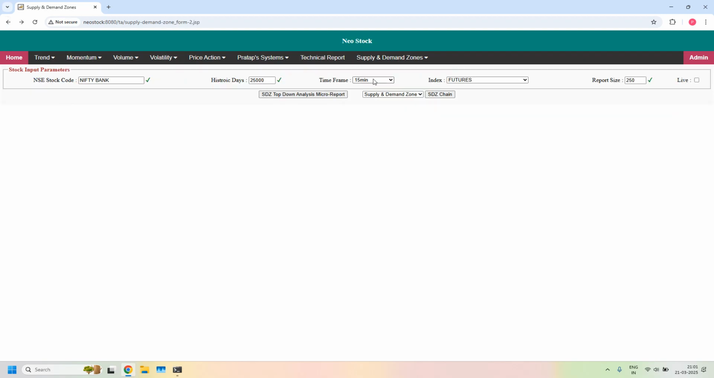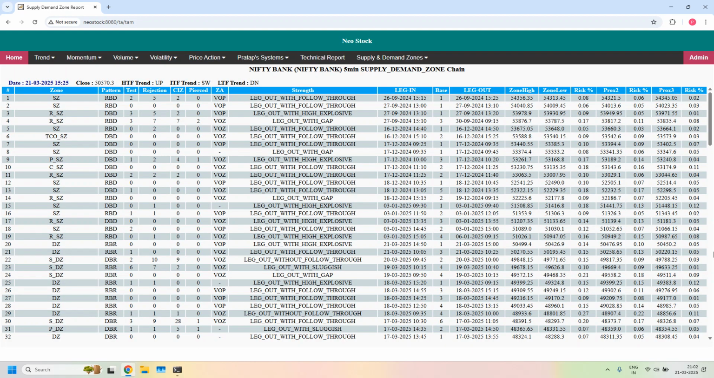Next, 5 minutes supply demand zone chain for Bank Nifty. So 20 is the nearest demand zone to the current closing price. 19 is the nearest supply zone to the current closing price.